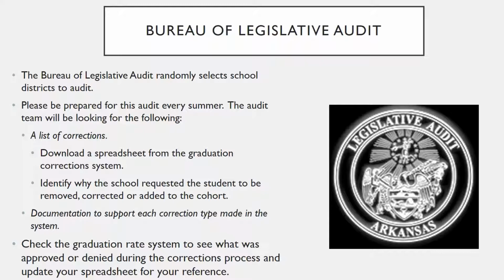You should also identify students who were added and students that were corrected, but they're mainly looking for students who have been removed from the cohort. Save all documentation and check the graduation rate system to see what was approved or denied during the corrections process and update your spreadsheet for your reference.